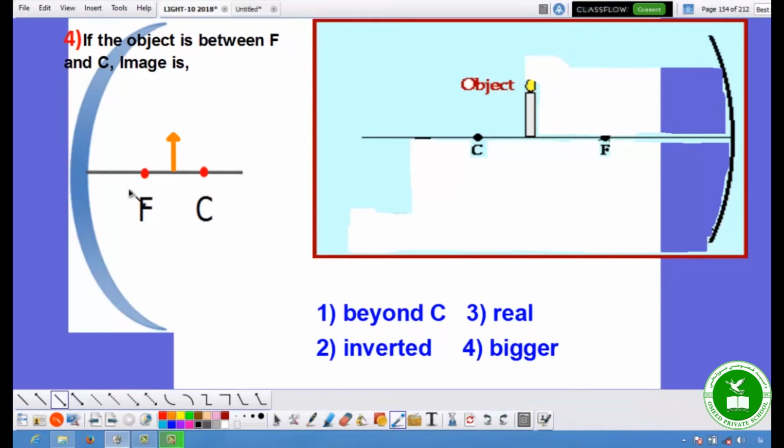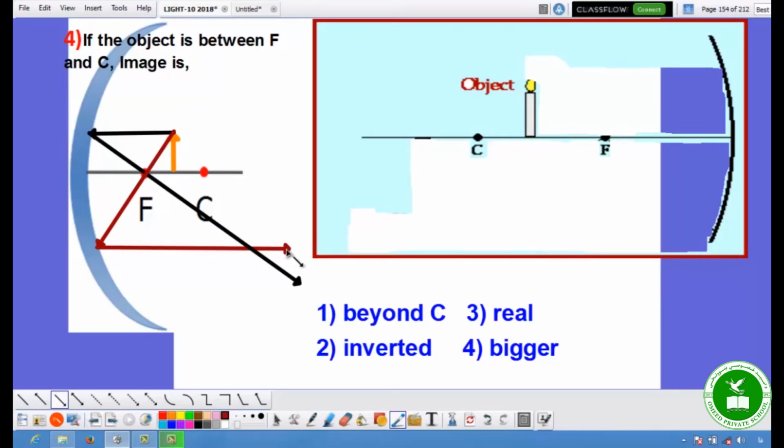Again, we have to use the concept of special rays. I hope it's parallel. Okay, it's parallel to the principal axis and it will be reflected from the focus, right? Yes, it will be reflected from the focus. Next, another special ray which passes from the focus. If it passes from the focus, how will it be reflected? It will be reflected parallel to the principal axis. Okay, let's assume it is parallel to the principal axis.